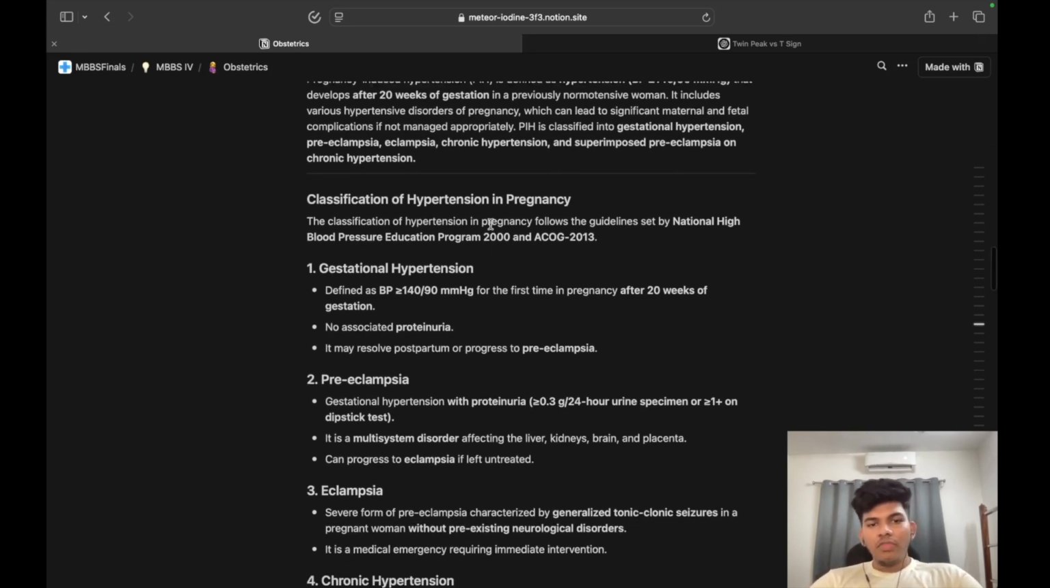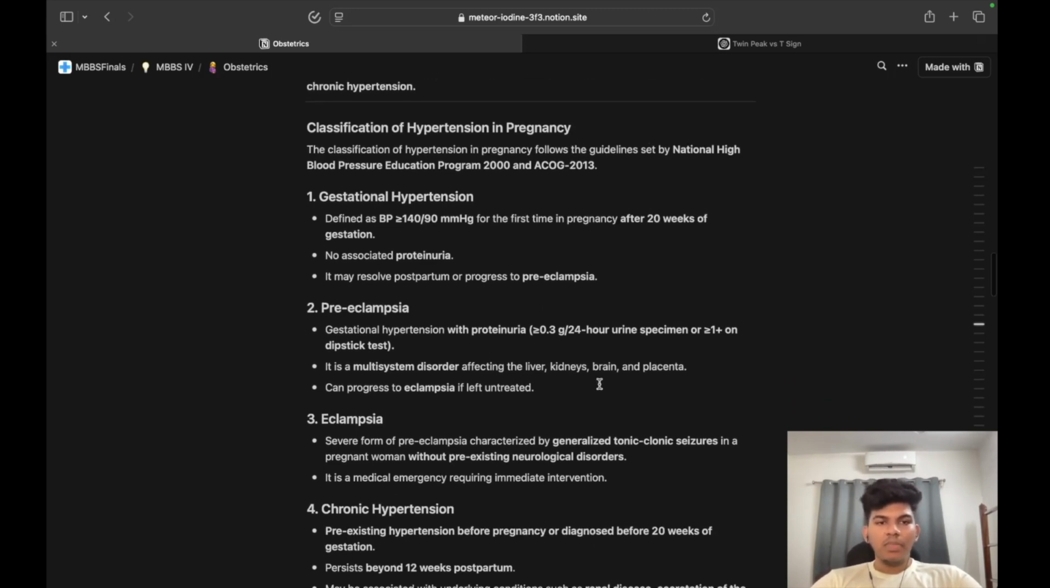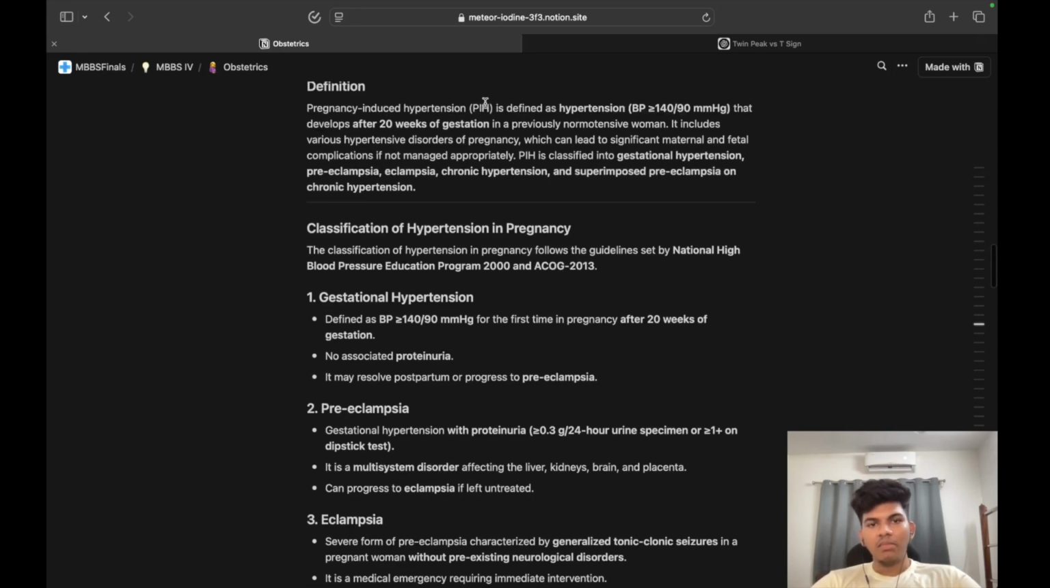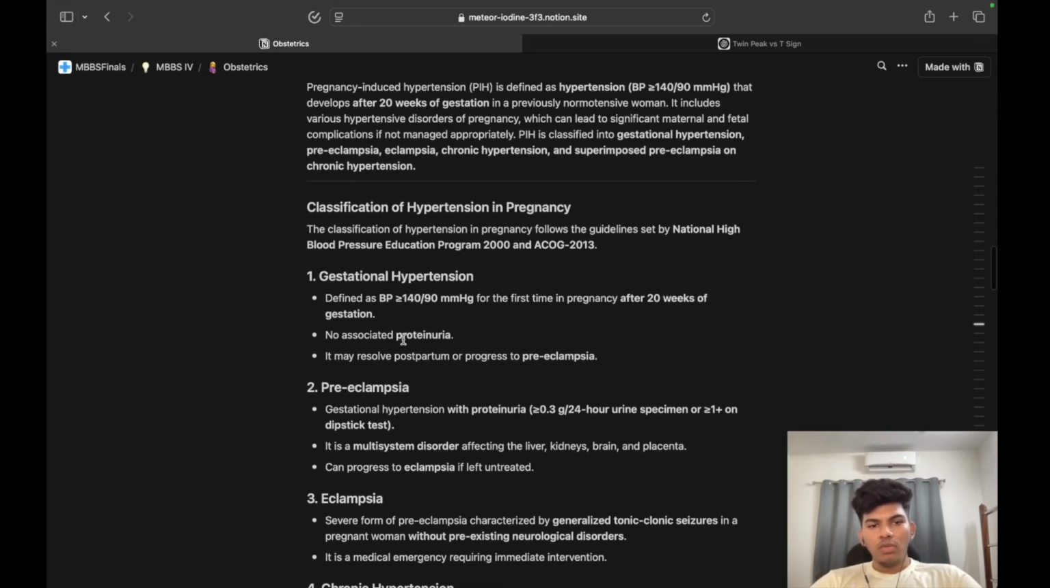So, the classification of hypertension in pregnancy follows guidelines set by National High Blood Pressure Education Program 2000 and ACOG 2013. So, first one, gestational hypertension. BP greater than or equal to 140/90 mmHg for the first time in pregnancy after 20 weeks of gestation, which is the same thing mentioned over here. No associated proteinuria. It may resolve postpartum or progress to preeclampsia. So, this is about gestational hypertension.